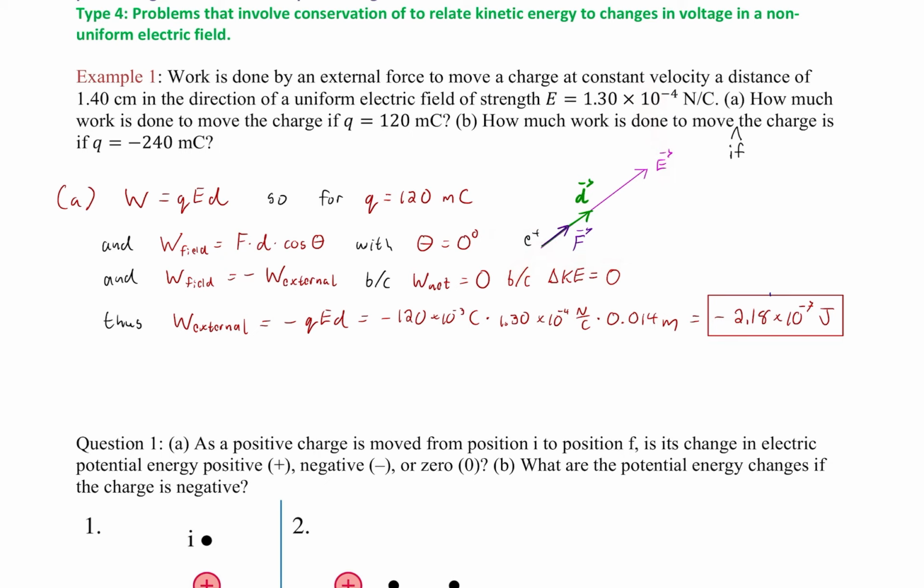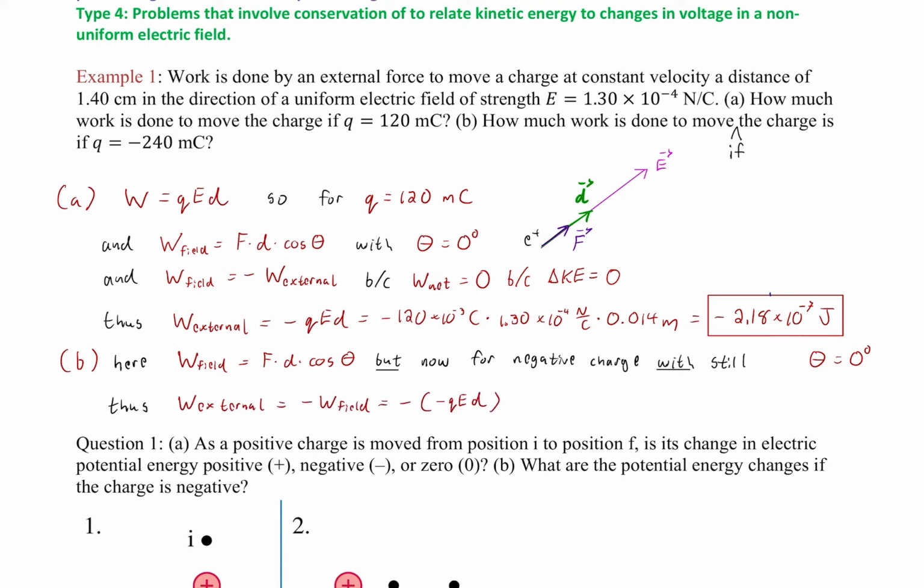Okay, let's go ahead and change the charge to negative and see what that does. In this case, the work done by the field is FD cosine theta, but now for a negative charge, the thing that hasn't changed is the angle between the displacement and electric field is still 0 degrees because we are still moving in the same direction. Thus, the work done by an external force is equal to the negative of the work done by the field, which is the negative of the negative, right? Because now it's a negative Q, which means, of course, now it's positive work.